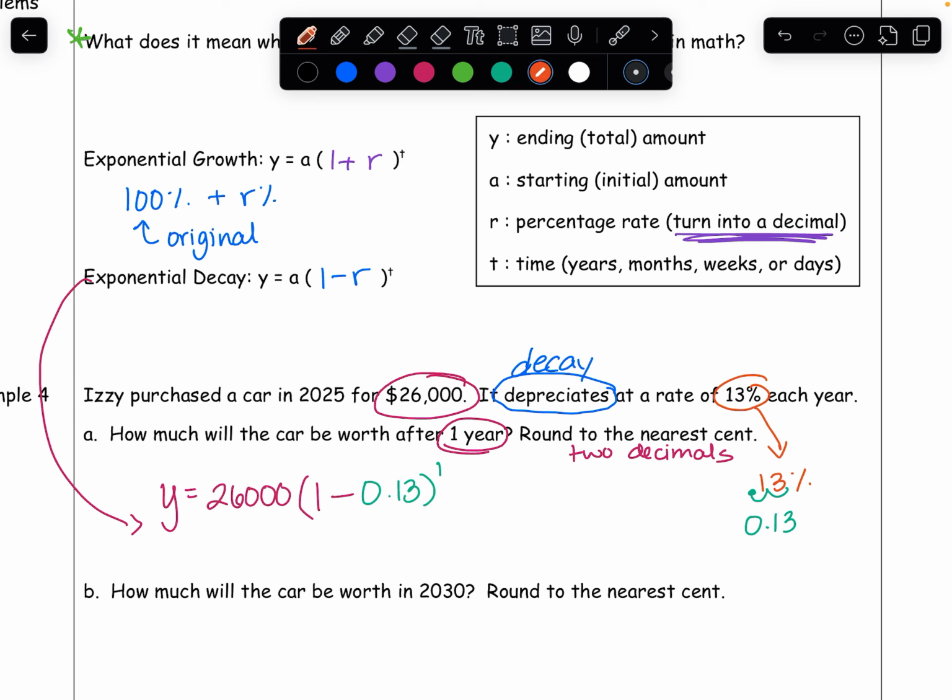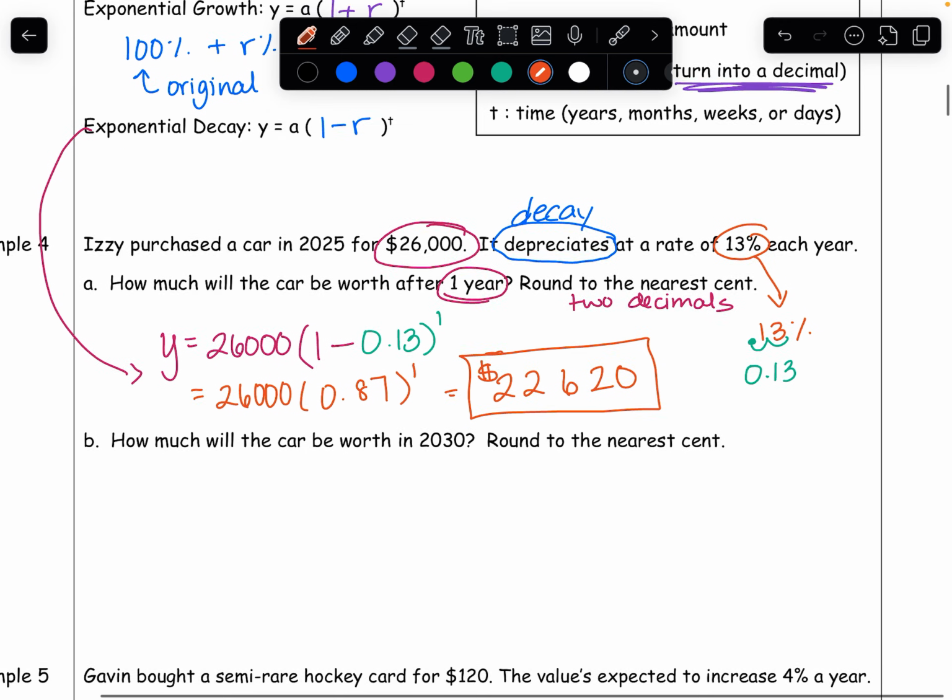Now, we do want to simplify this if we were asking for an equation. And so we would get 0.87 to the first power. Now, when we plug this into our calculator, I would suggest practicing this right now because I will not help you. We get a whole number, $22,620. We don't want to forget our unit because we're working with a word problem.